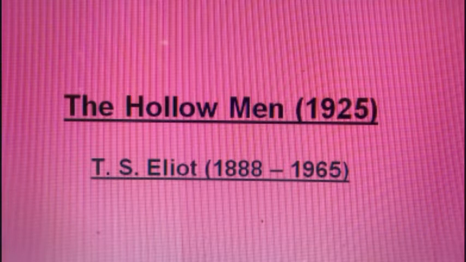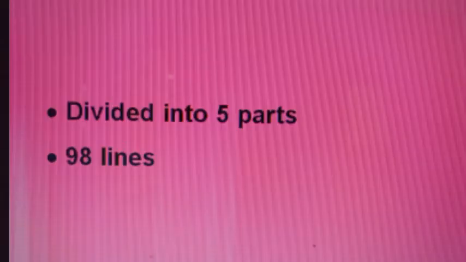The poem The Hollow Men was published in 1925. T.S. Eliot, 1888 to 1965. The poem is divided into 5 short parts, and the poem has a total of 98 lines.